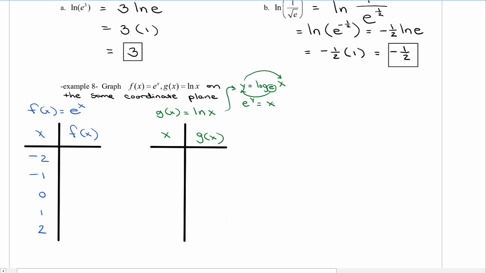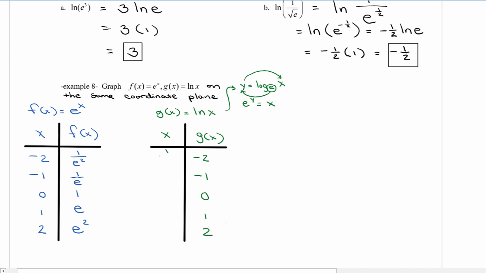So what I'm going to do is I'm just going to go ahead and switch the values here for my x and y columns. For my g of x, I'm going to choose -2, -1, 0, 1, and 2 because that's what I chose for my x values for f of x. And for f of x, I'm going to go ahead and figure these out by plugging these in, and I'm going to get, for f of -2, 1 over e squared. For f of -1, 1 over e. For f of 0, 1. For f of 1, e. For f of 2, e squared.